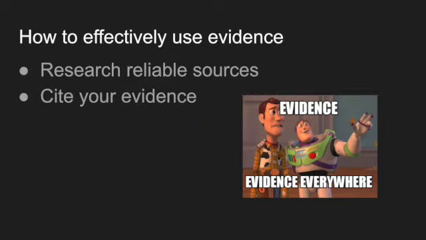You also need to cite your evidence. So you need to make sure you say where the evidence came from. And then lastly, to be effective, you need to make sure you use a variety. You don't have to use all 4 types every time, but definitely use more than one type. Good luck with your research and with your argumentation.